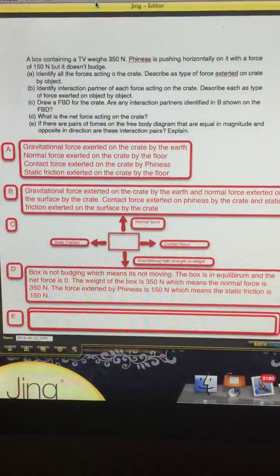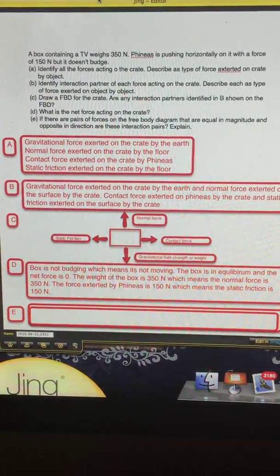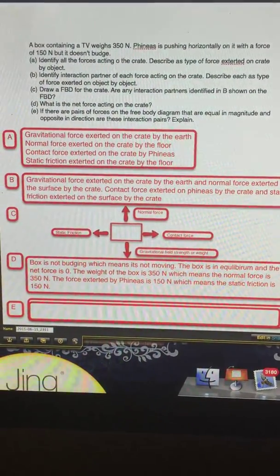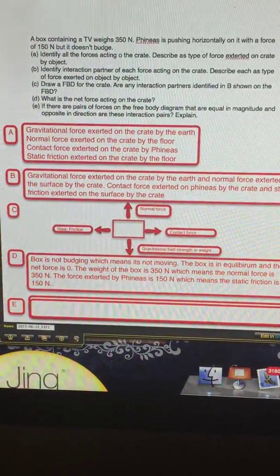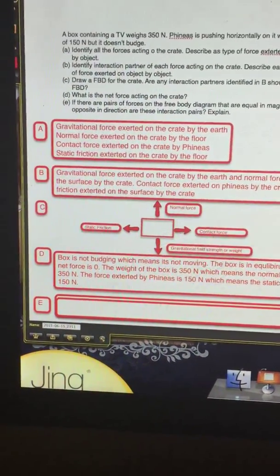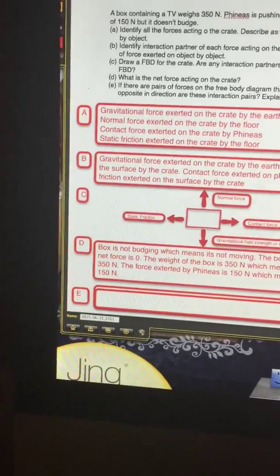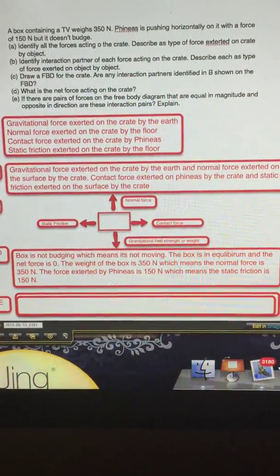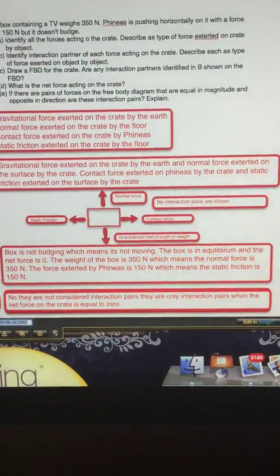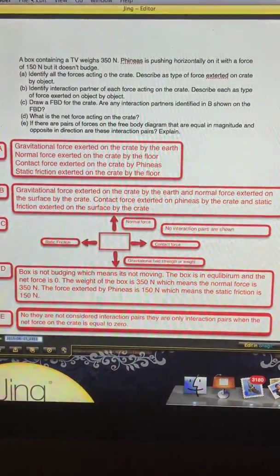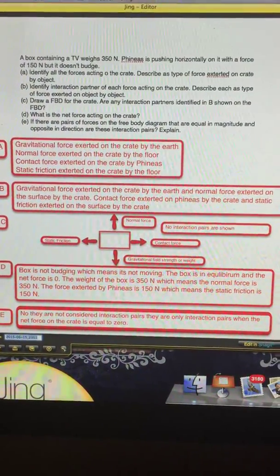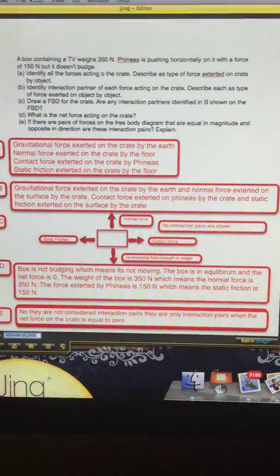And then part E, if there are pairs of forces on the free body diagram that are equal in magnitude and opposite direction, are these interaction pairs? Explain. And no, they are not considered interaction pairs. They are only interaction pairs when the net force on the crate is equal to 0. And that is my reassessment on the standard on forces.